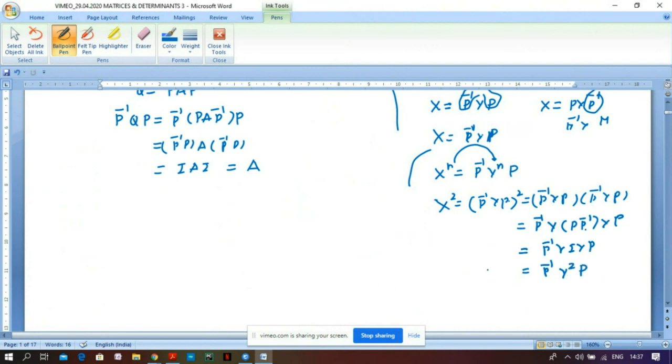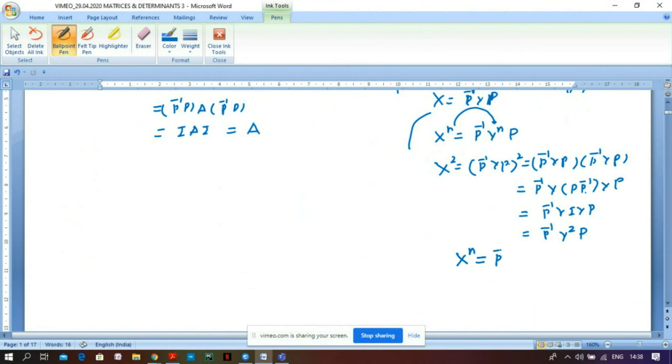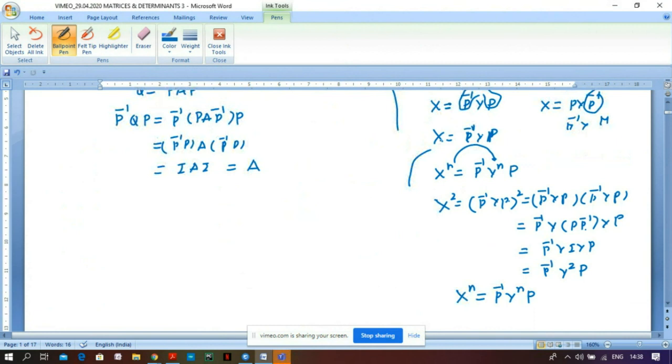If you keep continuing, of course, the formal proof means you have to use the word induction. And so if you drop that word, then you can say it's an easy induction that X to the power n is P inverse Y to the power n times P. Of course, every pattern needs to be validated in maths. You cannot just say that this happens. And so induction is induction. So we know that if X is P inverse YP, then X to the power n is very easy, and it just transfers to Y to the power n. And so this we get.